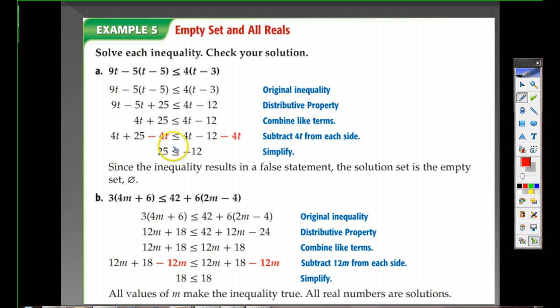So this is wrong. When it's wrong, then it is an empty set, and you can express it like that, a circle and a line going through it. This is the empty set, wrong. When you have an answer that does make sense and it is true, then the answer is all real numbers are solutions, all real numbers. So when the answer does not make sense, it's empty set. And if it does make sense, it's all real numbers.